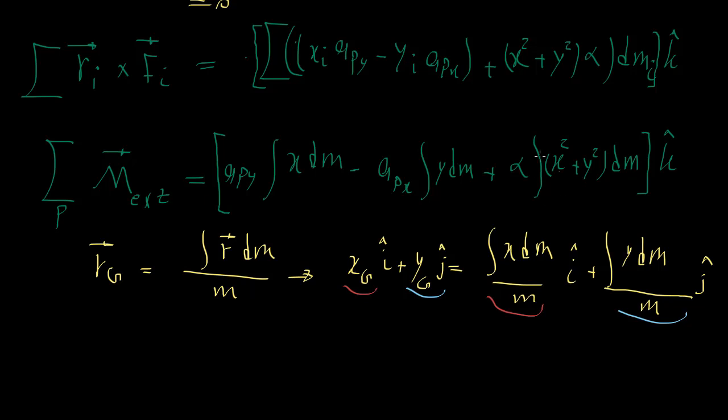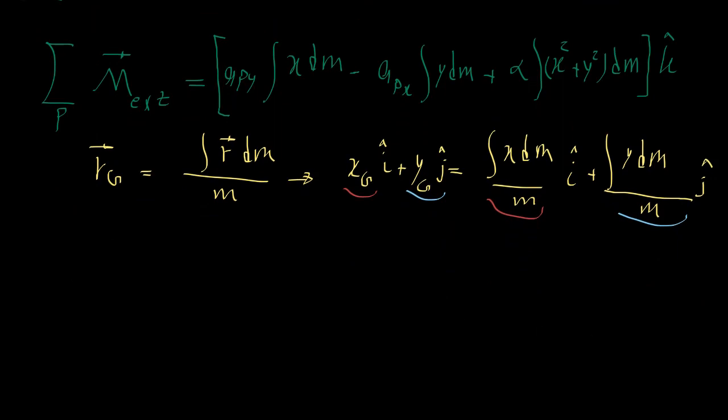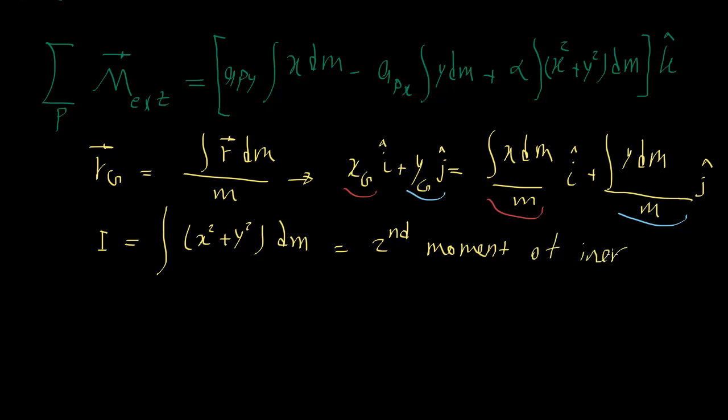What about the third integral? Well, we have a definition for this integral. We know that this is the second moment of inertia. Remember that, not in this course, but I'm sure that you are familiar with this definition, the second moment of inertia for a rigid body would be the integral of x squared plus y squared dm. So this integral of x squared plus y squared dm, I can just show with I.